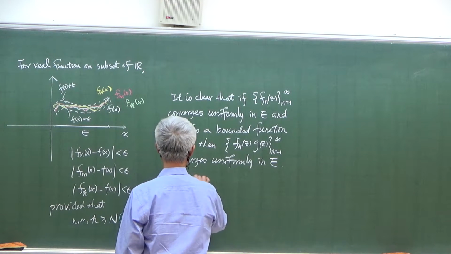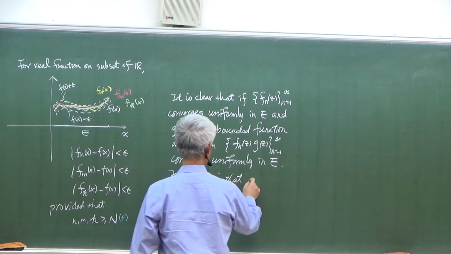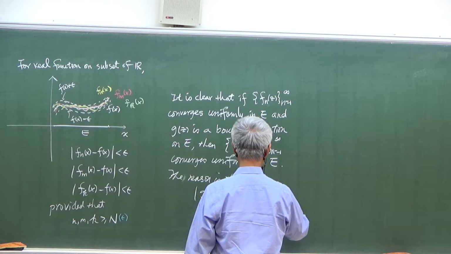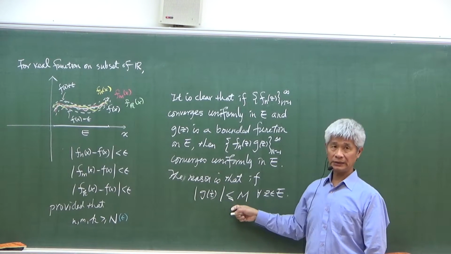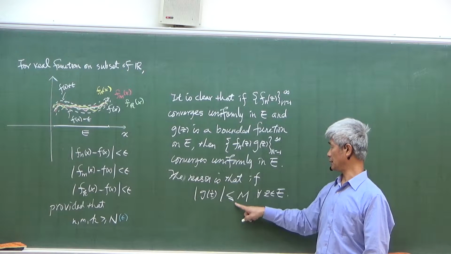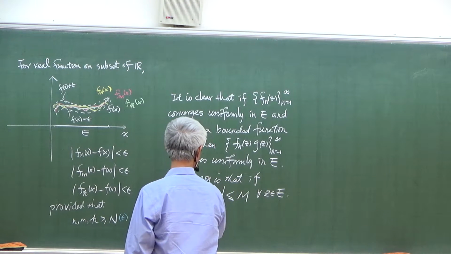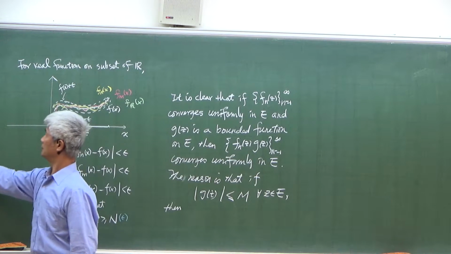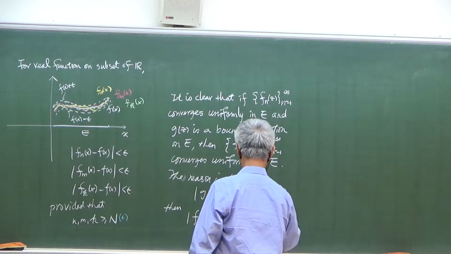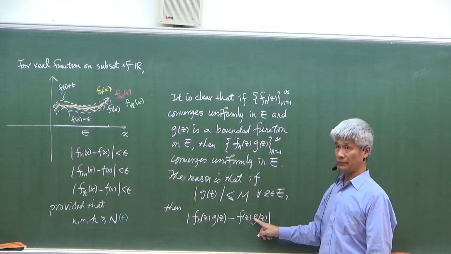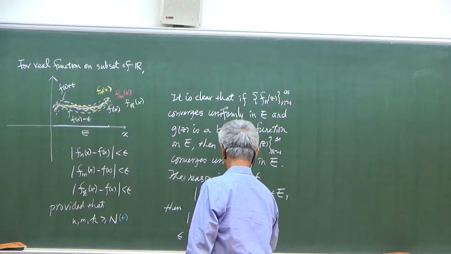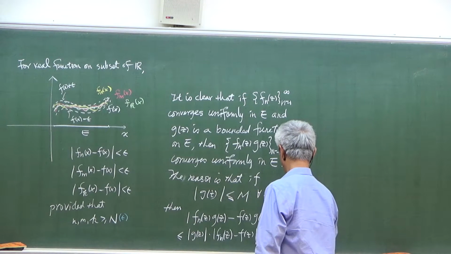The reason is that we assume g(z) is bounded, which means we can find a positive number capital M such that the absolute value of g(z) is less than or equal to M. Then for every epsilon, |f_n(z)g(z) minus f(z)g(z)|, since the limiting function should be f(z) times g(z), of course, is less than or equal to |g(z)| times |f_n(z) minus f(z)|, so it's less than or equal to M times epsilon.